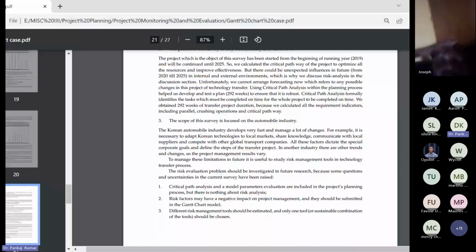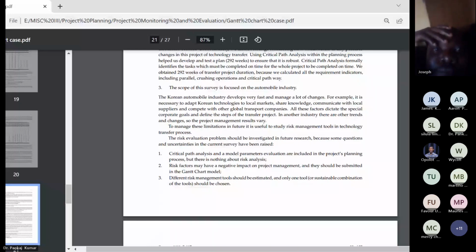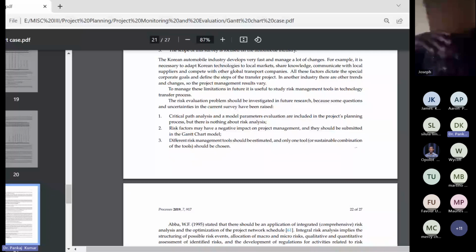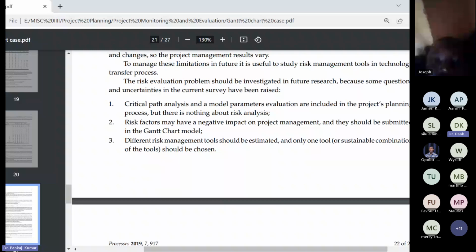So now we will come to the conclusion. The Korean automobile industry develops very fast and manages a lot of changes. So they have applied a critical path analysis and a model parameters evaluation that are included in the project planning process, but there is nothing about risk analysis. Whenever you are applying the critical path analysis method, you can get the earliest start date and earliest finish date of a project, but you have no idea about the risk associated with it. This is the major drawback of critical path analysis.